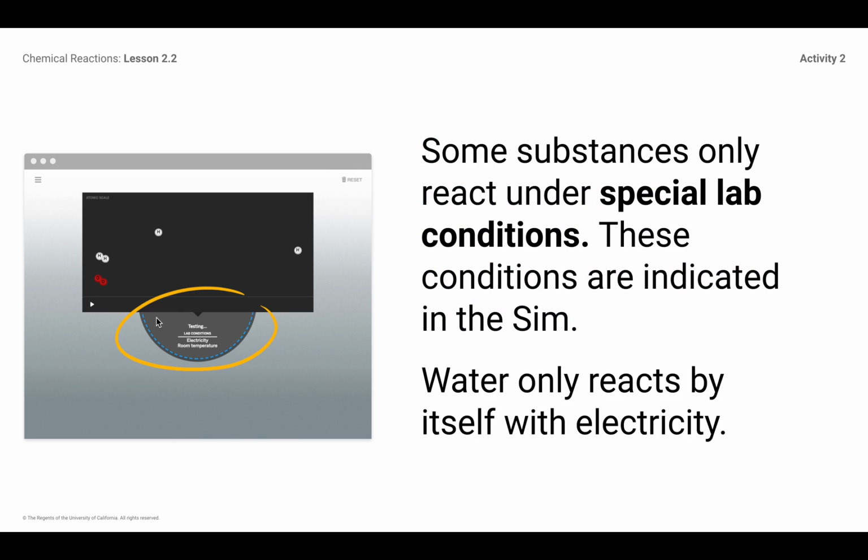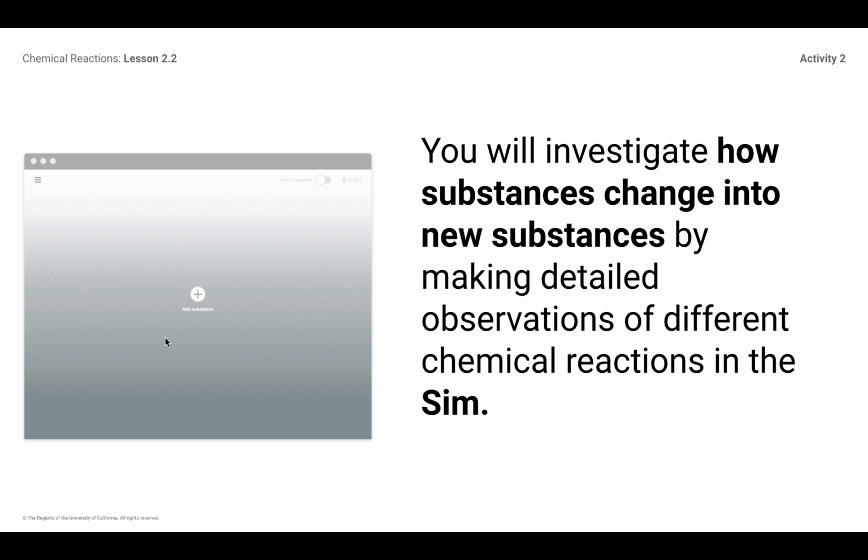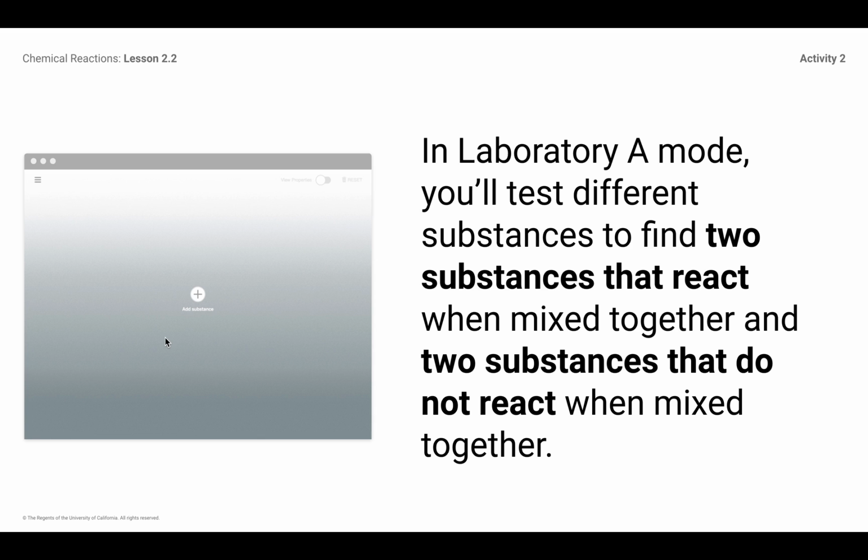When we're in the sim, I want you to really pay attention to what's going on down here. It'll say testing conditions: they have to be dissolved in water, or they have to have electricity, and they're at room temperature in order to cause that change. So pay attention to that. What you're going to do is go into the sim, into laboratory A, and test different substances. You're just going to randomly pick two chemicals and see what happens.